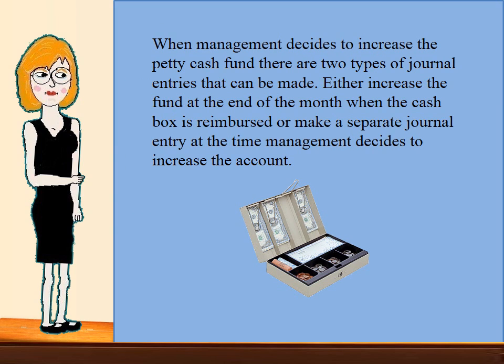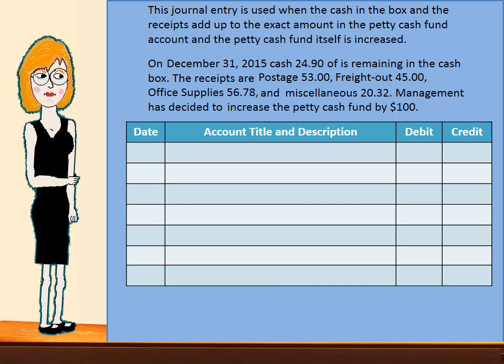When management decides to increase petty cash funds, there are two types of journal entries that can be made. Either increase the fund at the end of the month when the cash box is reimbursed, or make a separate journal entry at the time management decides to increase the account. This journal entry is used when the cash in the box and the receipts add up to the exact amount in the petty cash fund account and the petty cash fund itself is increased.